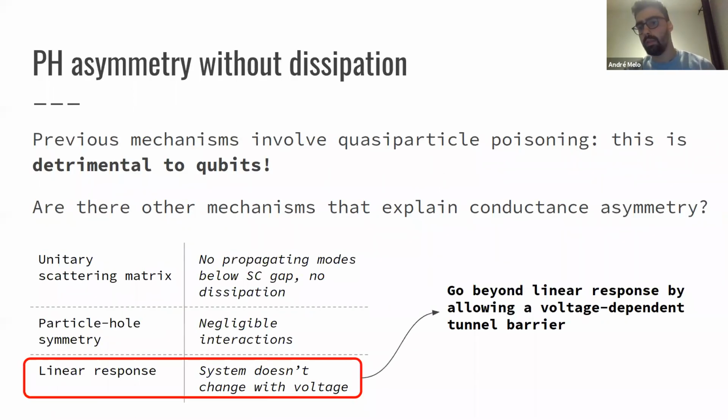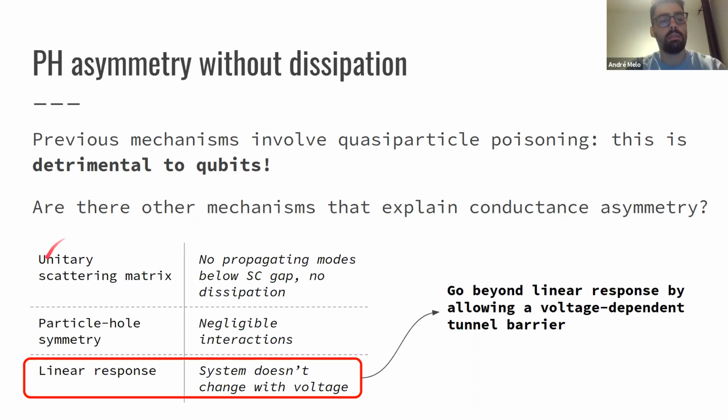Okay, so these are physically plausible mechanisms, but they come with a problem, namely that they rely on quasiparticle poisoning or dissipation. And this is, of course, bad if we want to build a qubit, because we want to be able to store information for arbitrarily long times. So we don't want dissipation in our system. This is the starting point for this work: can we find another mechanism that causes this particle hole asymmetry that doesn't involve dissipation? Or, to put it another way, is it the case that if I see asymmetry in my conductance, that's always bad news? That means that I have dissipation.